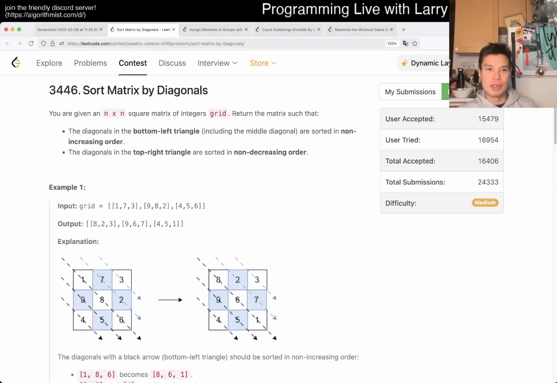This is me going Q1 of the weekly contest 436, Sort Matrix by Diagonals.